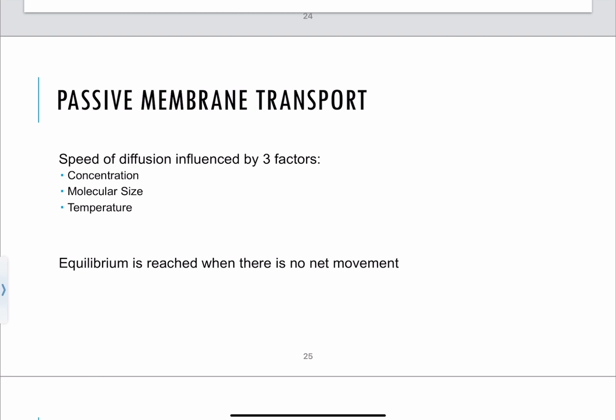So again, if we want to speed up the rate of diffusion, we would want to have a really high concentration difference between the two areas. We'd really want to have a small size of whatever particle or molecule we're trying to diffuse, and we would want to increase the temperature. At some point we're going to reach equilibrium, and that's going to be where we have no net movement of molecules. There is never no movement of molecules because, like I mentioned, all molecules have intrinsic kinetic energy, so they're constantly moving. It's just that molecules are moving in equal directions. There's no net movement.